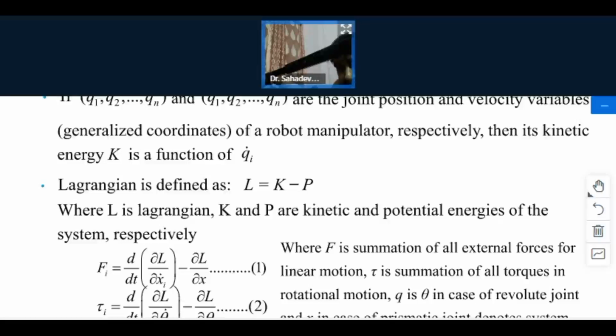The drawer is also a prismatic joint. That only gives the sliding motion. Is the picture clear?